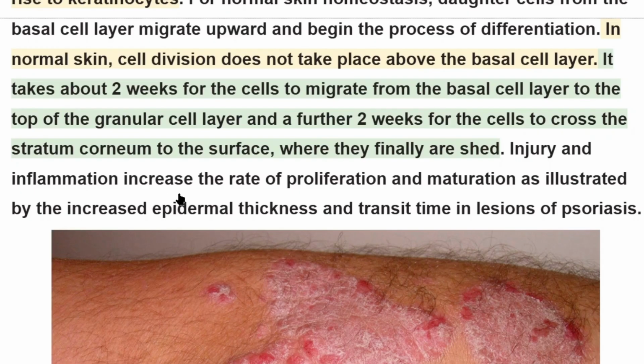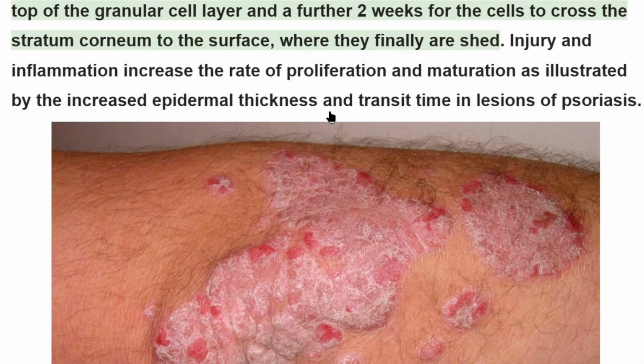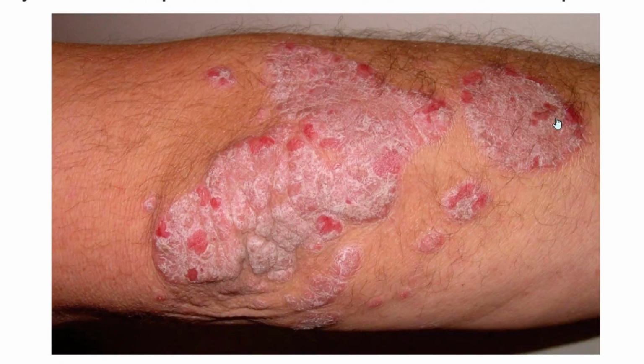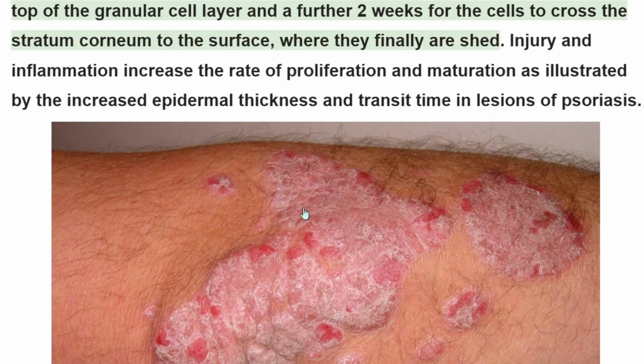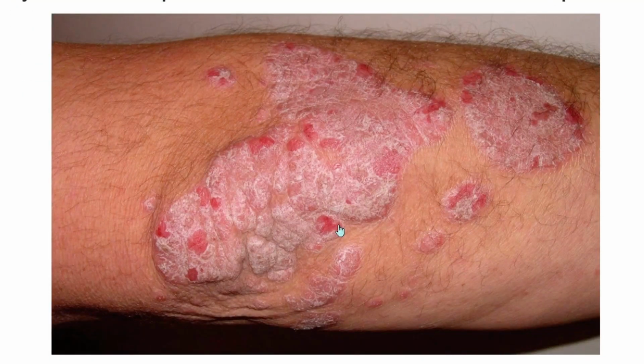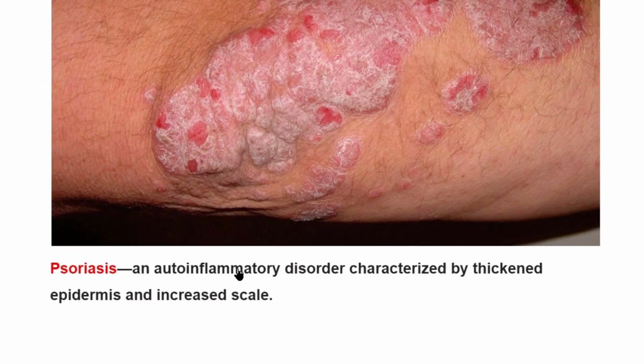Injury and inflammation increase the rate of proliferation and maturation, as illustrated by the increased epidermal thickness and transit time in lesions of psoriasis. In psoriasis, the time of proliferation and maturation is increased. Also, the transit time of the cells is increased. Psoriasis is an autoinflammatory disorder characterized by thickened epidermis and increased scale.